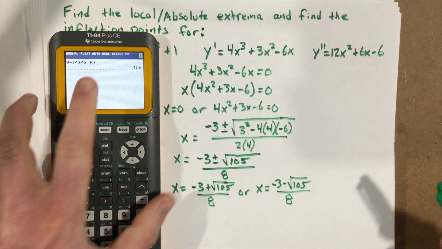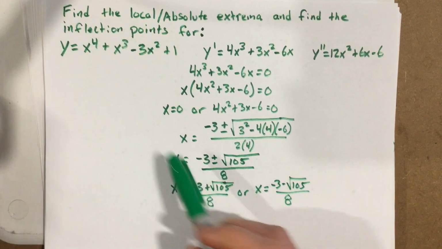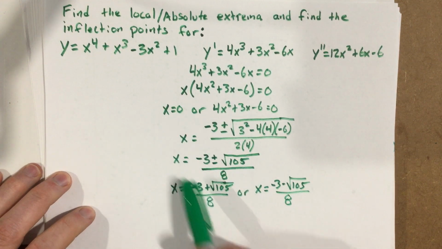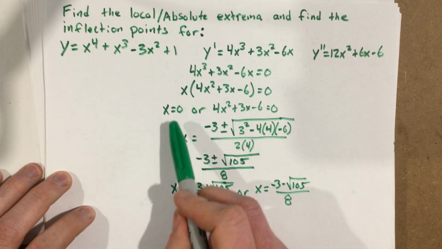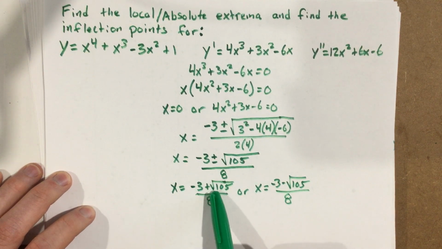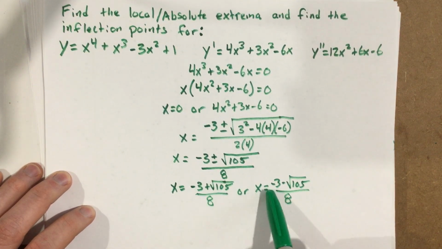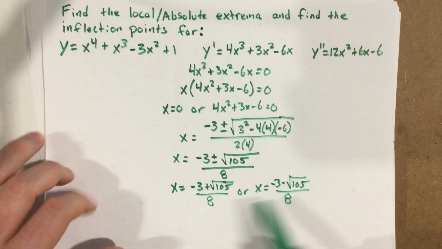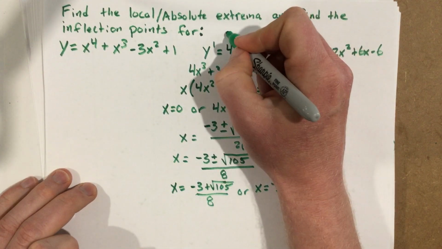So my 3 possible local and absolute extrema are x equals 0, x equals -3 plus root 105 over 8, and x equals -3 minus root 105 over 8. So this is for our extrema.